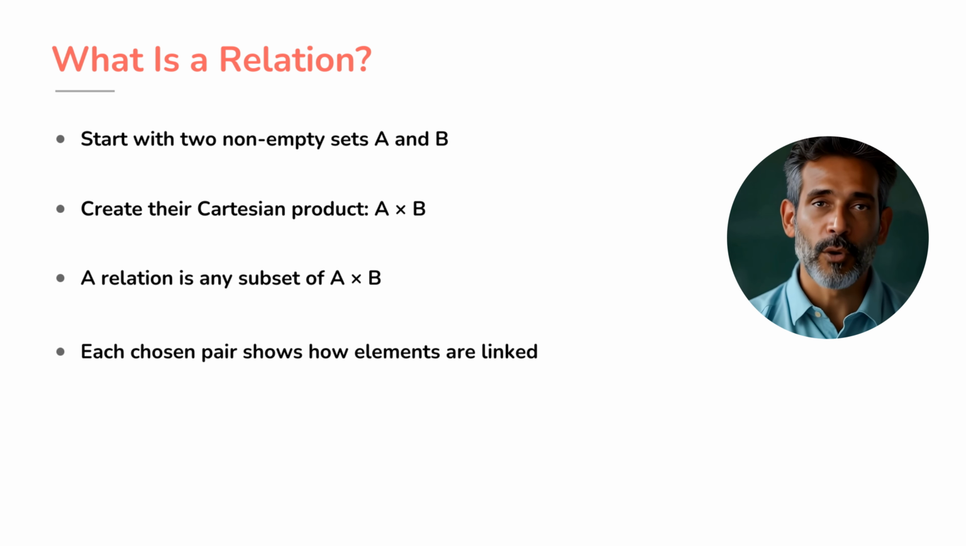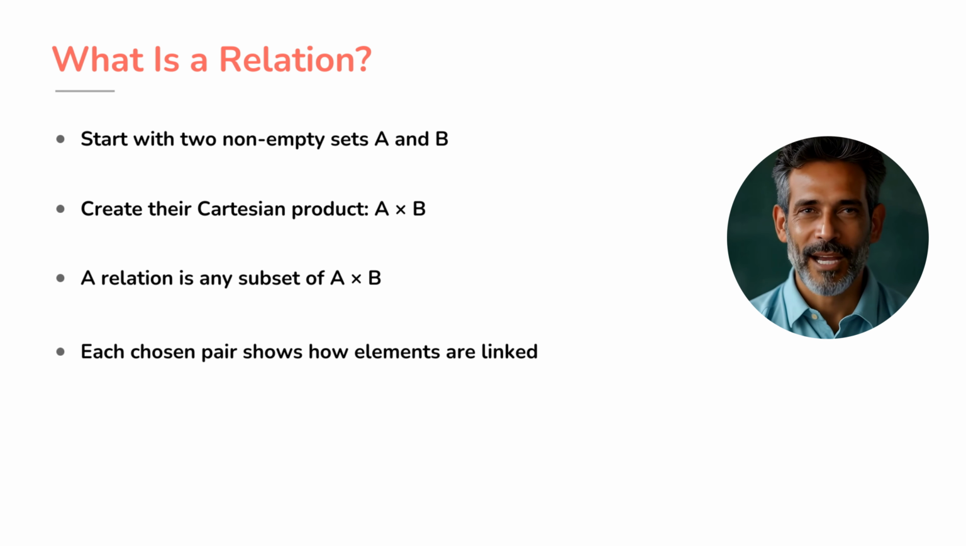First, imagine you have two non-empty sets, set A and set B. To begin, we create their Cartesian product, which lists every possible pairing between elements of A and B. A cross B equals the set of all ordered pairs (a, b), such that a belongs to set A and b belongs to set B. Now, here's where a relation comes in.